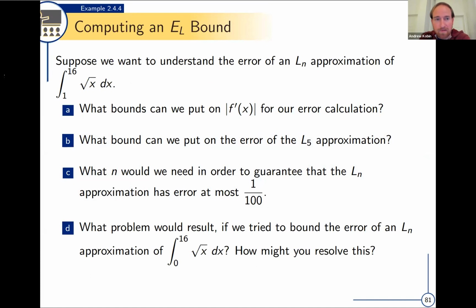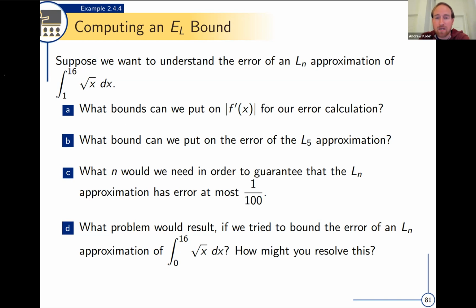Let's do an example to work this out together. This has 4 parts, so I'll do this in a couple steps. Suppose that we want to approximate the definite integral from 1 to 16 of square root of x dx using a left endpoint approximation. First, what bounds can we put on f prime of x, and really the absolute value of this derivative, to write down the error formula from the previous slide?